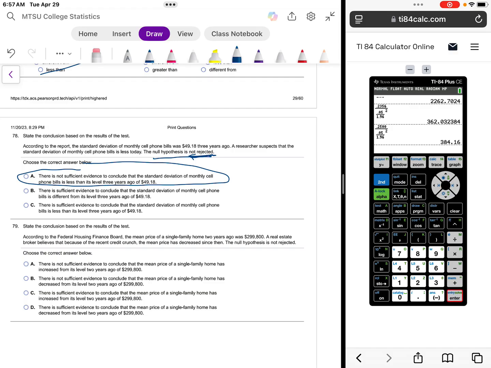According to the Federal Housing Finance Board, the mean price of single-family homes... the real estate broker believes there is a crunch. The mean price decreased since then. Again, the null hypothesis is not rejected, so that means there's not sufficient evidence. So I can get rid of these bottom two. Now I've got to be careful on which one of those two. So there is not sufficient evidence to conclude that the mean price has decreased, because she believes that it has decreased. That's the difference between A and B. A had increased. She talked about it being decreasing.